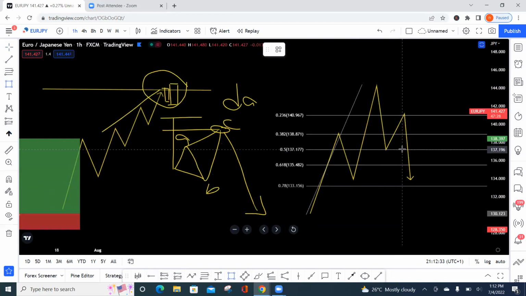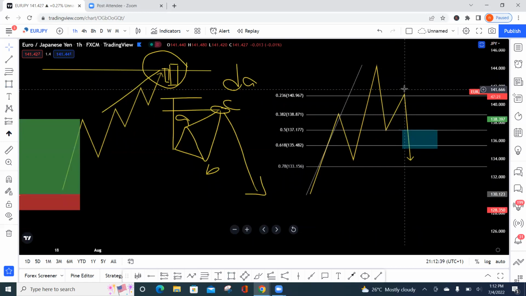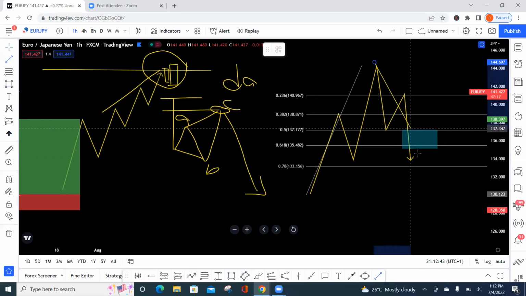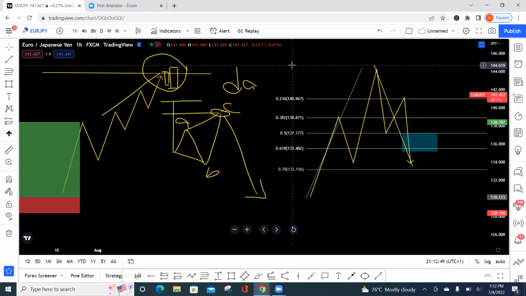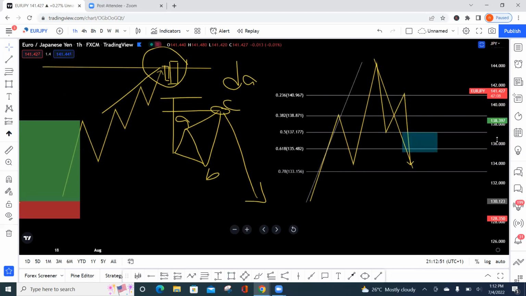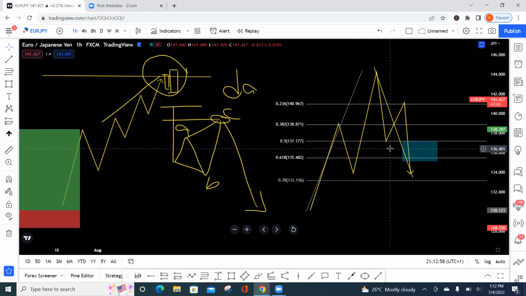I mark this level, 50 to 61.8. Okay, after I've marked this level, remember, this wave here has not formed. This one has not formed. I'm only expecting a retracement. I'm expecting a correction, but I don't know the nature of that correction. Whether it's going to be an expanding flat or a zigzag, I don't know.